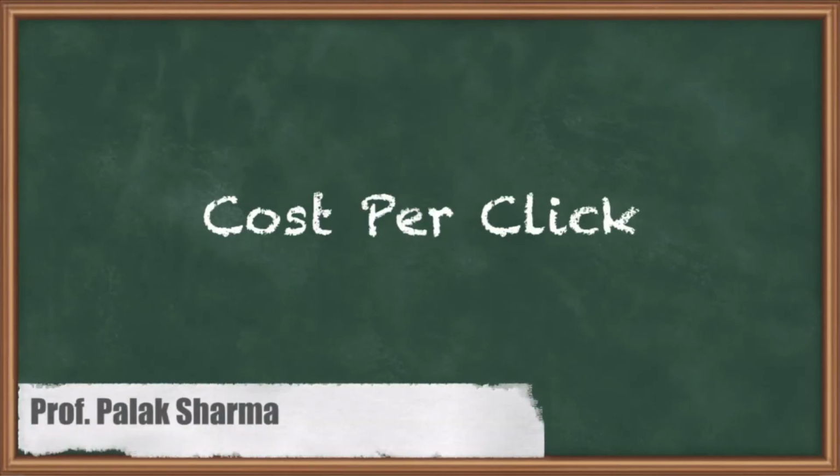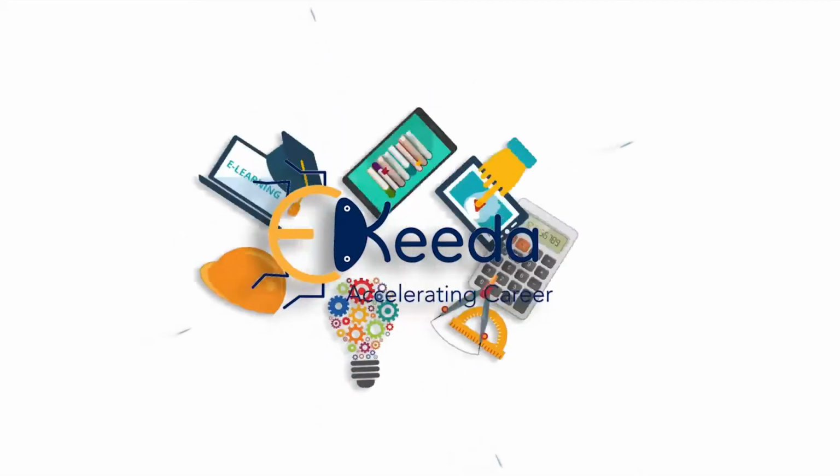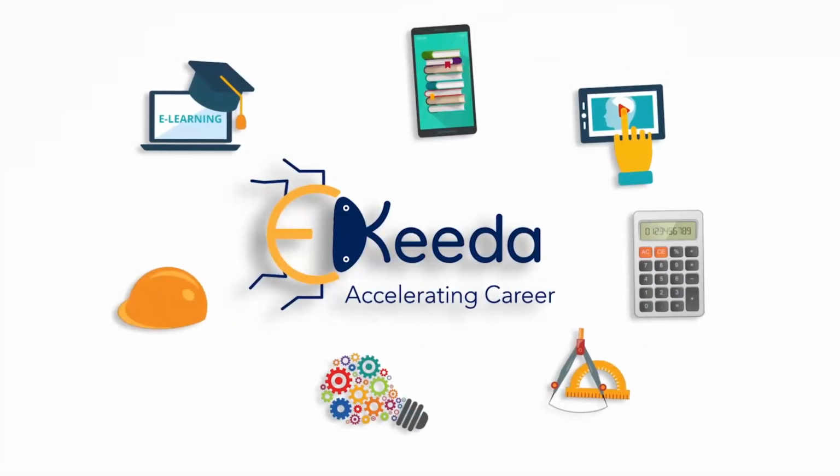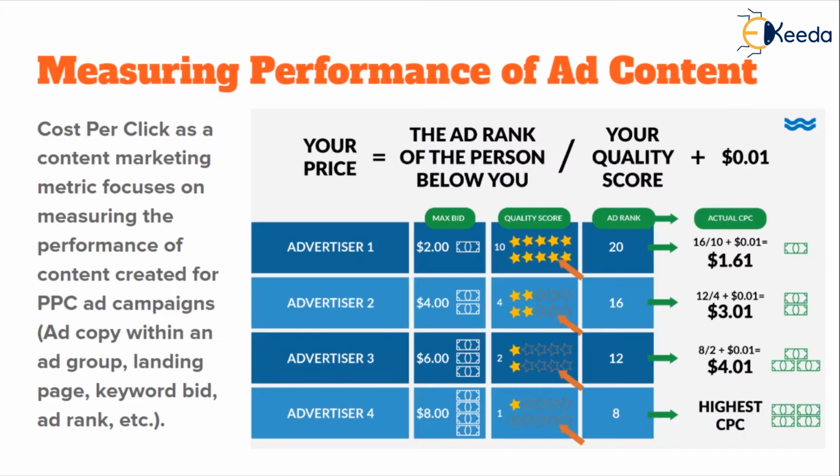In this video on measuring content marketing performance, we are going to talk about an essential metric that is cost per click. Now, cost per click as a content marketing metric focuses on measuring the performance of content created for PPC ad campaigns.